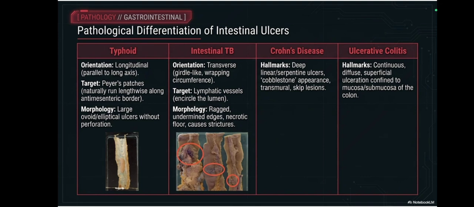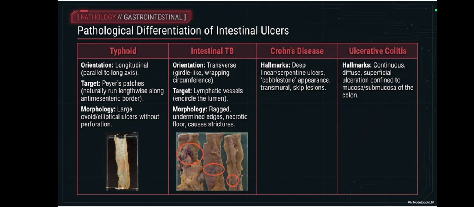How to differentiate between other ulcerative lesions? In intestinal tuberculosis, the ulcers are transverse, girdle-like, because the infection follows the circumferential lymphatics. In Crohn's disease, you must look for cobblestone appearance and serpentine ulcers. Ulcerative colitis usually involves continuous superficial inflammation in the colon.